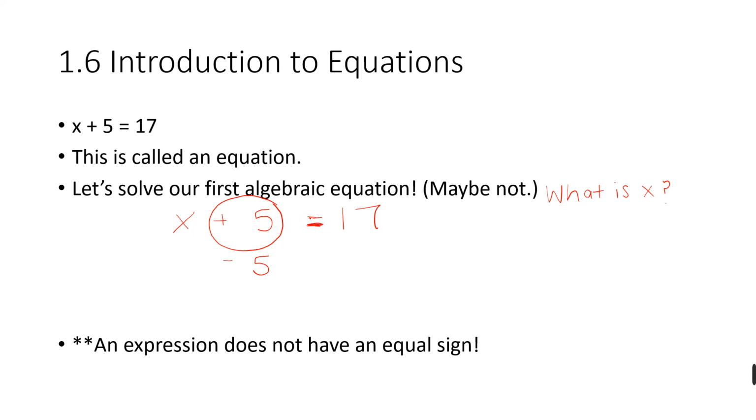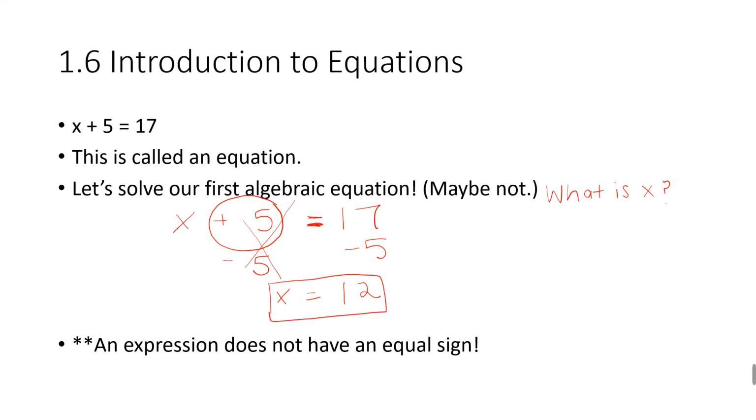Whatever you do to one side of the equation, you must do to the other side. To the right side, we will subtract 5. So what happens is these will cancel each other out, and we will get x by itself equals 17 minus 5 is 12. And I could box my answer.